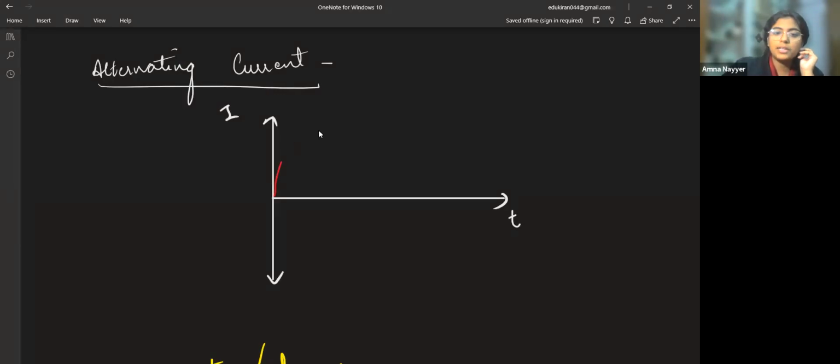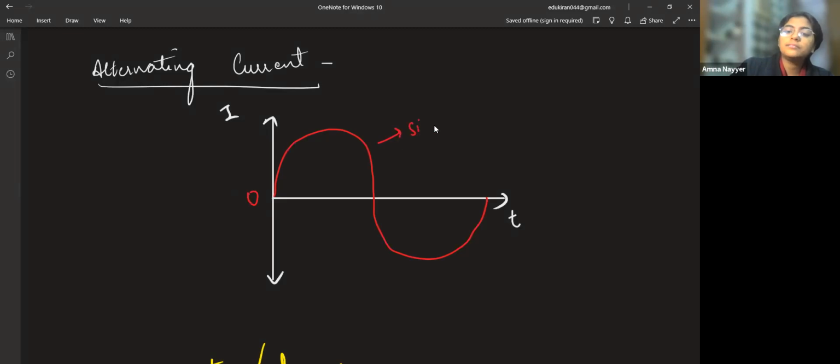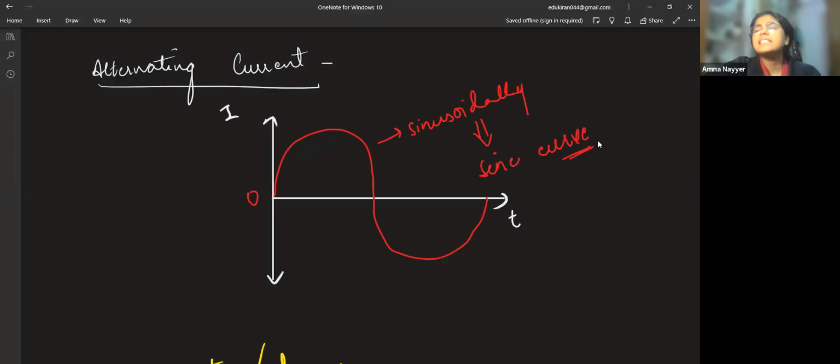So for example, this is the best way to represent this. This is the origin. Why? Because the current varies sinusoidally. Sinusoidally means this is a sine curve. This is a sine curve which you get. Sine, cosine also we have, mainly the sine curve. This type of graph you will be seeing a lot. All right.